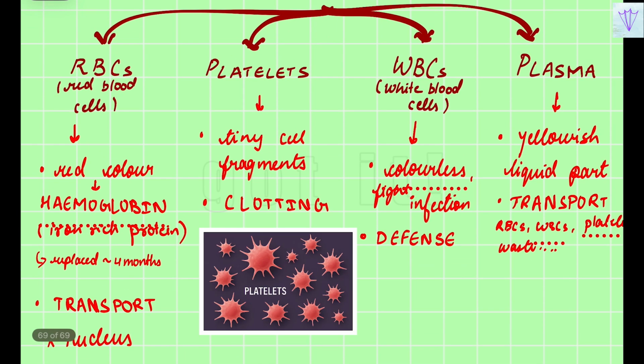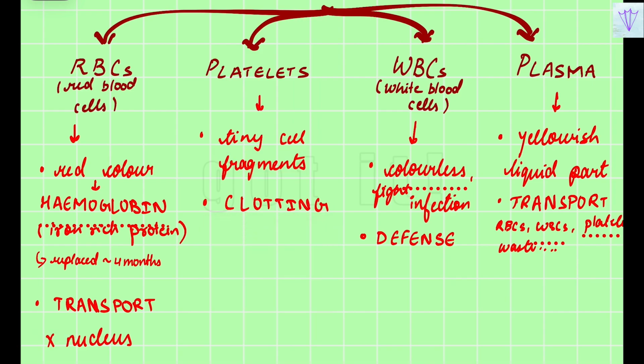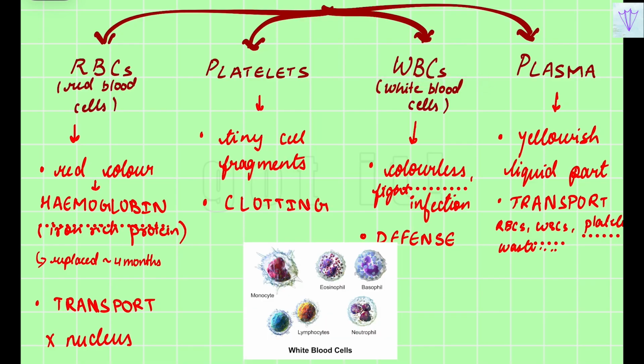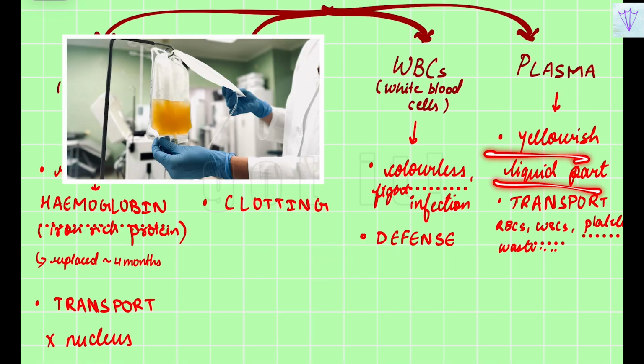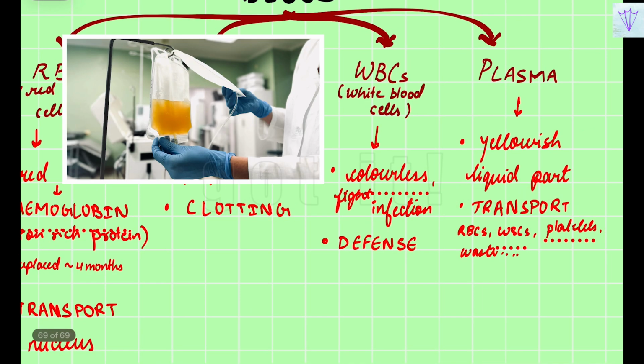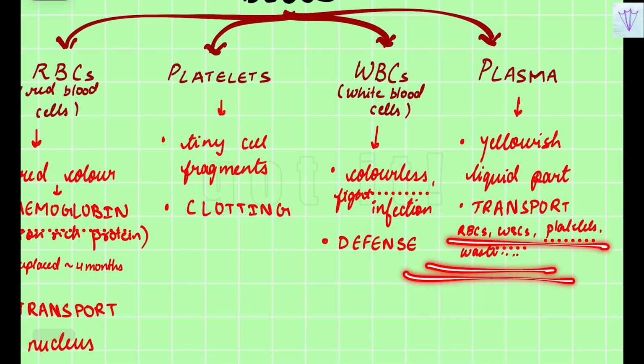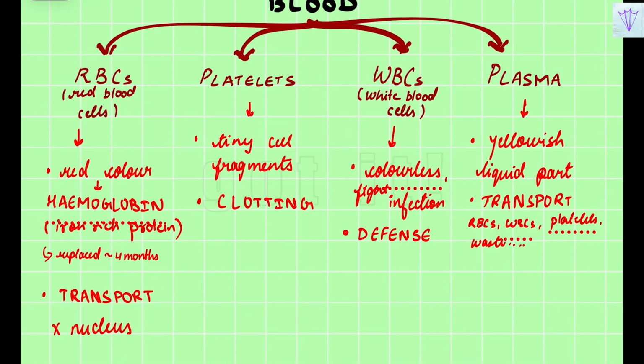Next is the platelets. These are the tiny cell fragments, and it is used in clotting. So when you have dengue or some infections, viral infections, the platelet count will reduce. So you can remember this like that. It is used in the purpose of clotting. Next is the white blood cells. They are colorless and they fight infections, and they act as the defense mechanism of our body. And next is the plasma, which is yellowish liquid part, and it is also used in transport, and it will contain RBCs, WBCs, platelets, and all the waste and nutrients which need to be transported. So these are all the components of blood.